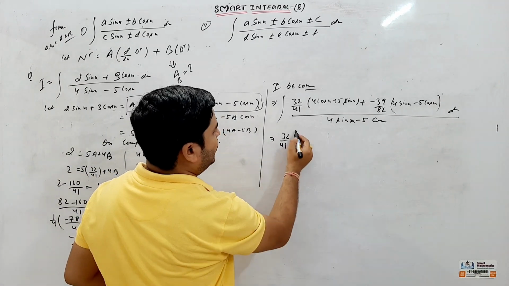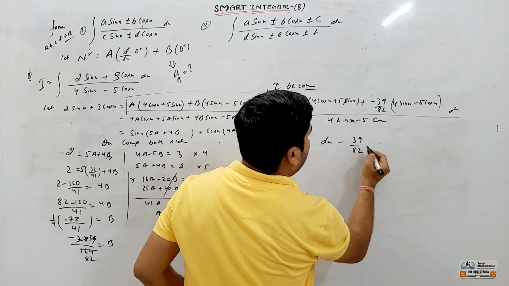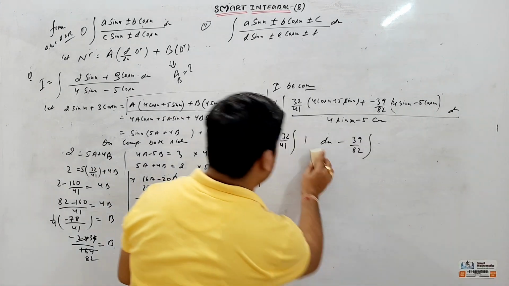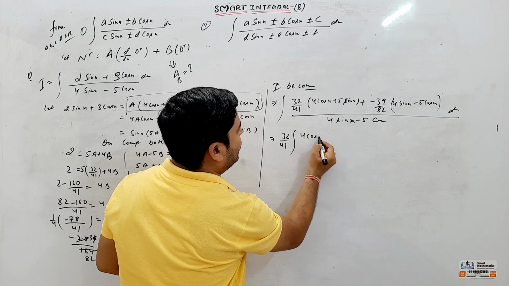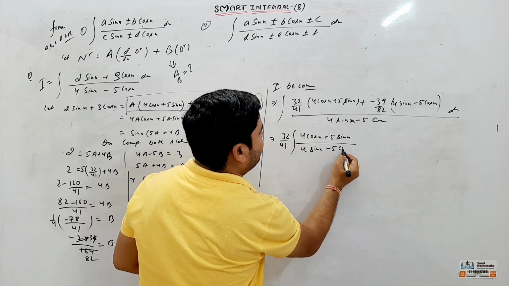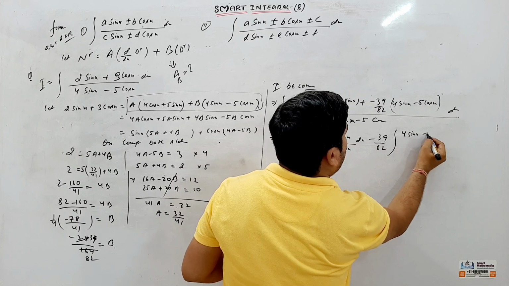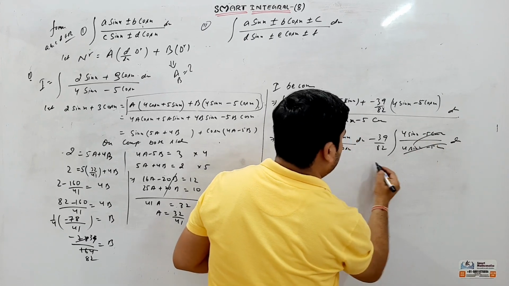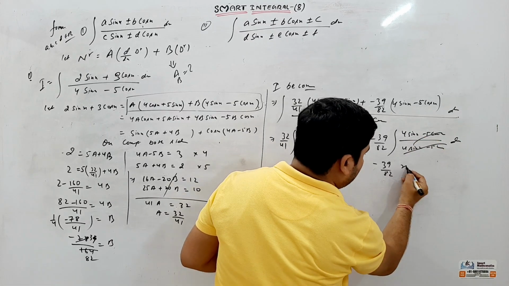Just split into two integrals. We will be remaining with 32 by 41, this divided by this would be cancelled, remaining with x only, minus 39 by 82. Here, sorry, there is a mistake. The second term would be cancelled, not the first term, because the terms are a little bit different. 4 cos x plus 5 sin x upon 4 sin x minus 5 cos x is our first integral, and the second integral would be 4 sin x minus 5 cos x upon 4 sin x minus 5 cos x. It is cancelled here. This is our second part, which is remaining as 1, and the integration of 1 is x.